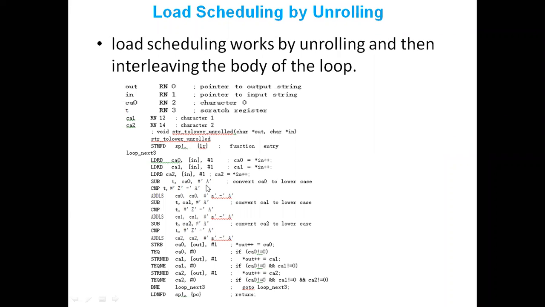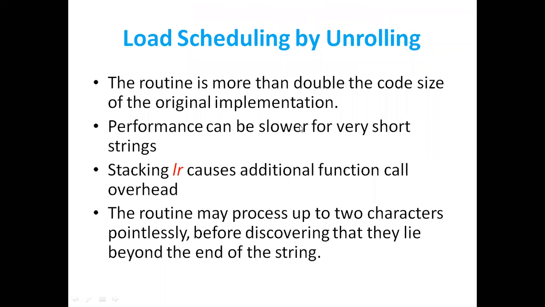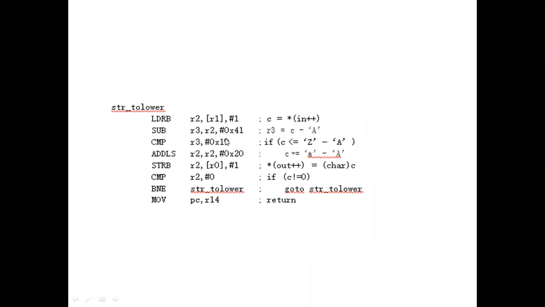But there are obvious disadvantages with respect to unrolling. What is that? The routine is more than double the code size of the original implementation. This is my original implementation. The number of instructions is very few, right? Hardly 7 to 8 instructions I have.